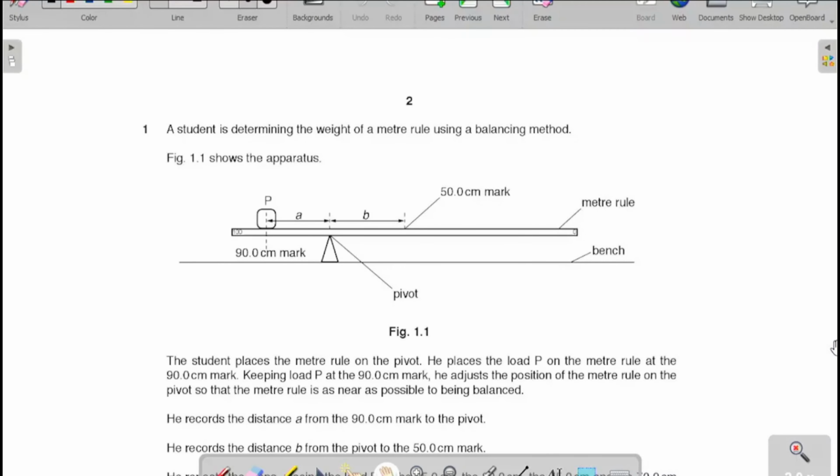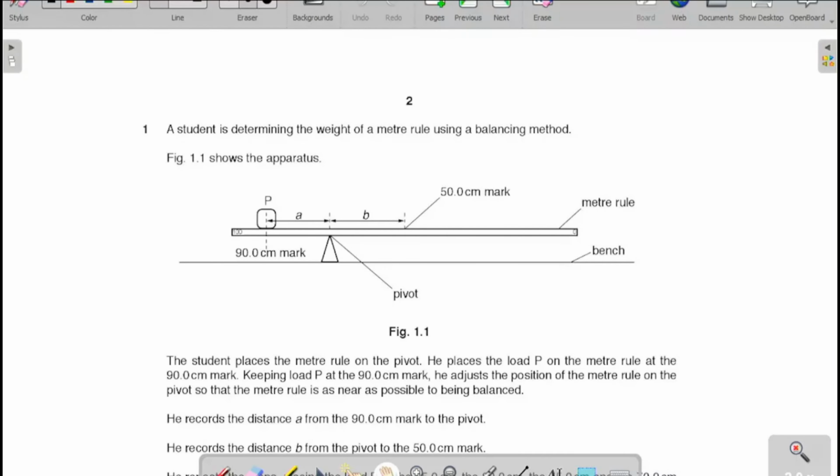A student is determining the weight of a meter rule using a balancing method. Figure 1.1 shows the apparatus. Now you can see the apparatus here. The student places the meter rule on a pivot. He places a load P on the meter rule at the 90 cm mark.